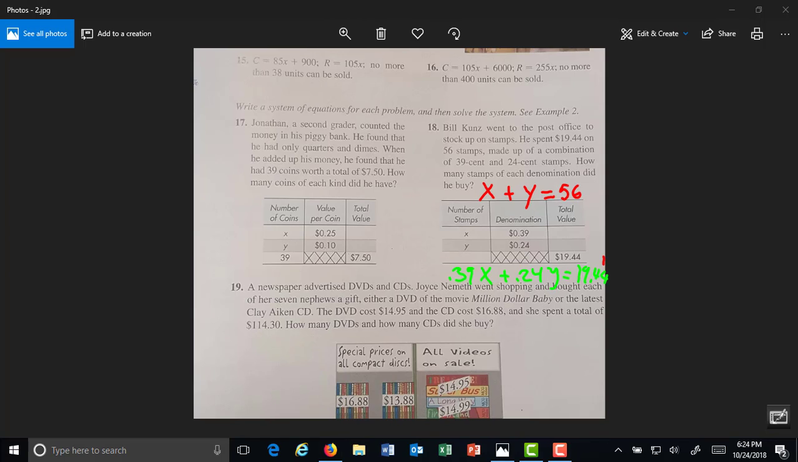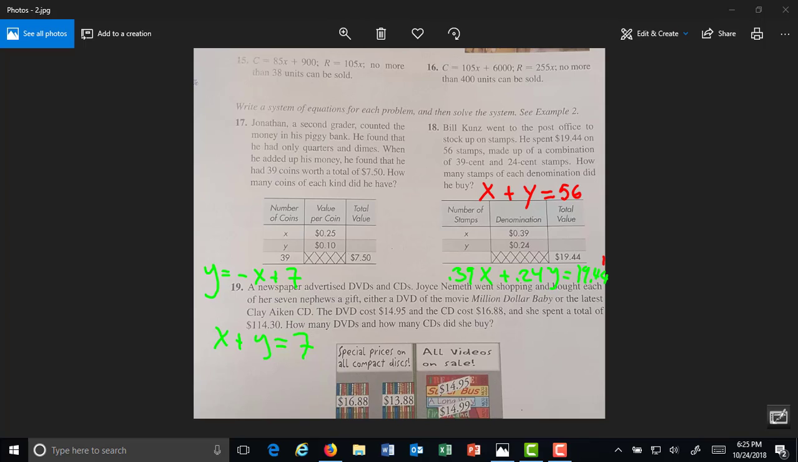Okay, so what do we have? We have a CD or a DVD, don't we? Those are the two things. I can call them X and Y. So how many total things is she going to buy? Right off the bat, you know the line for that is Y equals minus X plus 7, which is super easy to graph.